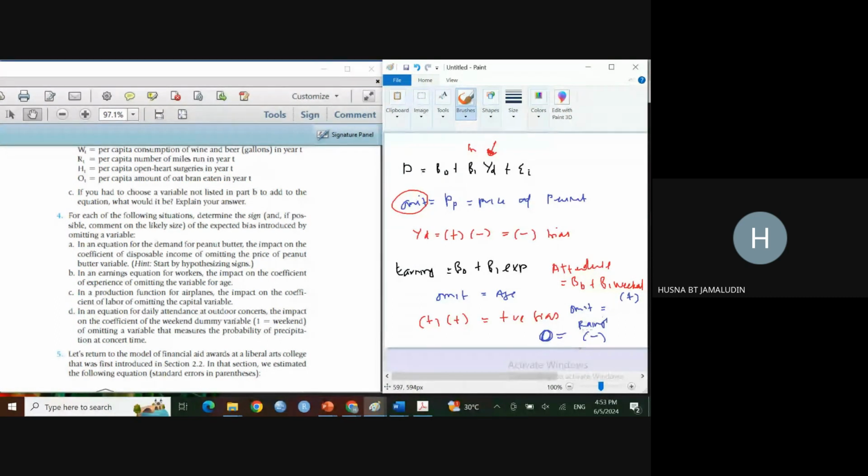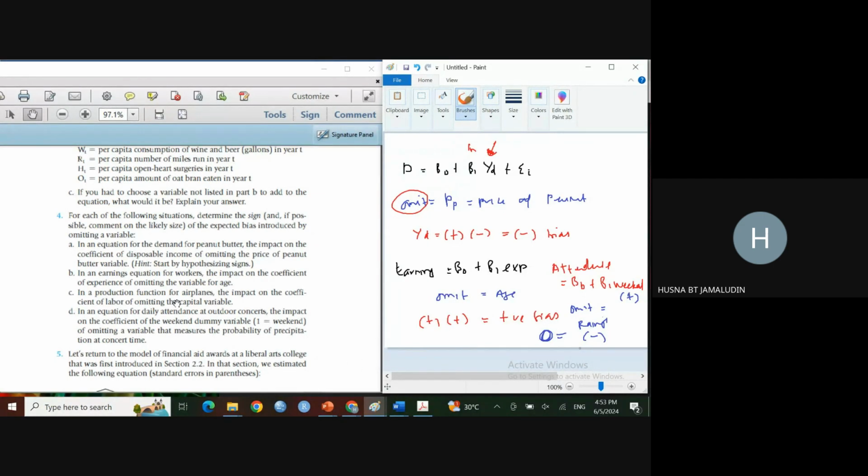Do you think that because it is raining, it is omitted, then it will affect the weekend? No, it will not affect the weekend. It has nothing to do with the weekend. Okay? So this is just an example of zero bias. You introduce bias, but the bias on the weekend is zero because weekend and raining are not related at all. So this is one example for question 4.